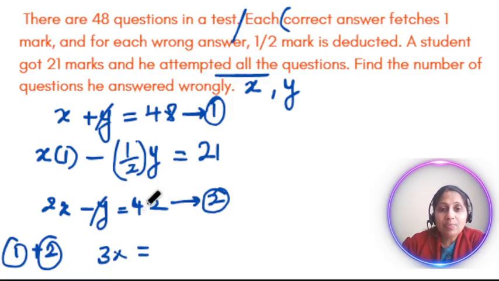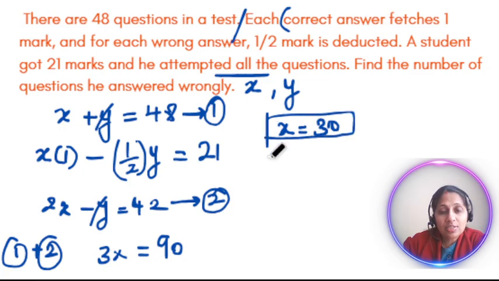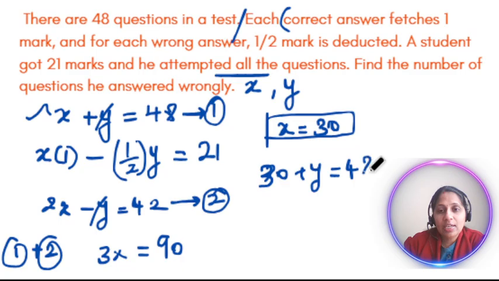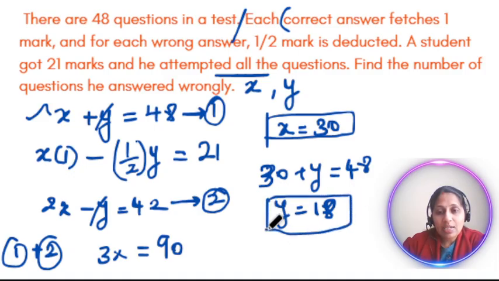48 plus 42, which you literally get 90. So x is 30. So he has answered 30 questions correctly. Let's try to find y. Maybe we will take the first equation, x plus y. So x is 30, plus y equals 48, which means y equals 48 minus 30, which is 18. So the number of wrong answers is 18.